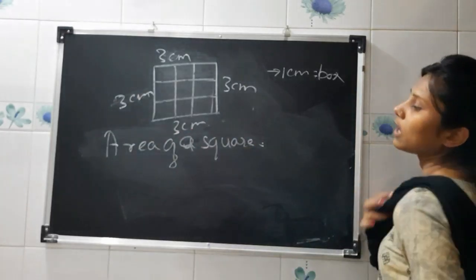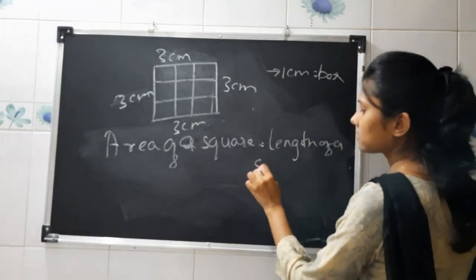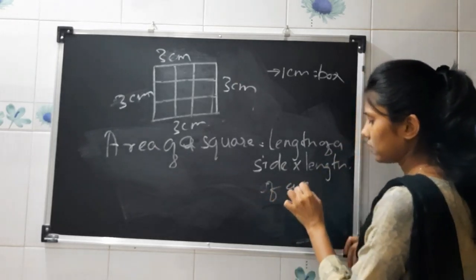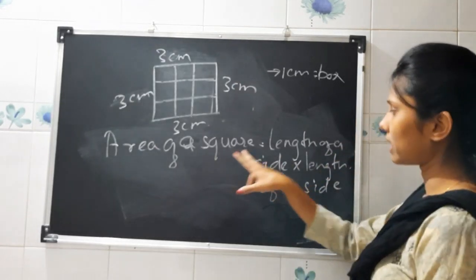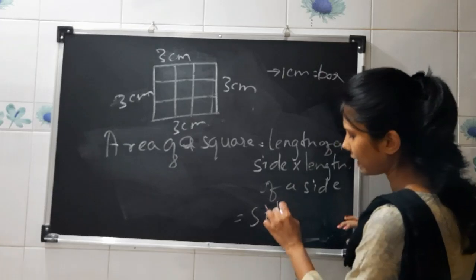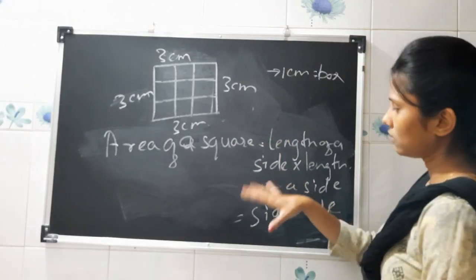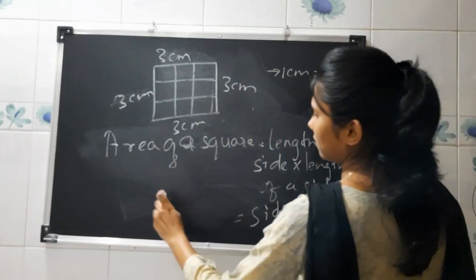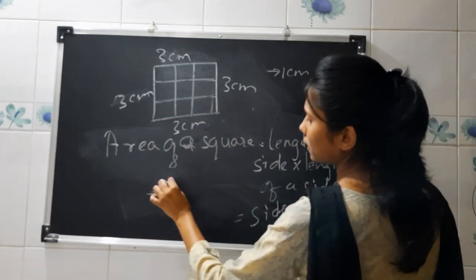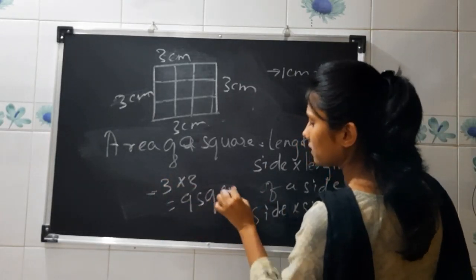So the formula for finding area of a square is length of a side into length of a side. Area of square is equal to length of side into length of side, or you can just write side into side. That's it. Now here, for finding area of this square, we know that side is 3 centimeter. So formula is side into side, 3 into 3, you will get 9 square centimeter.